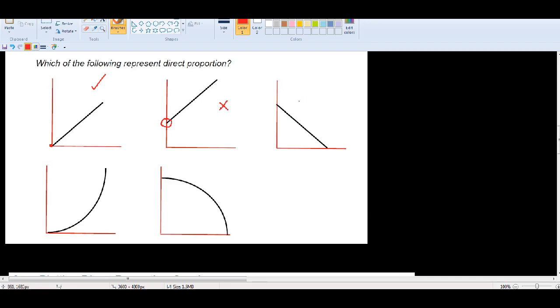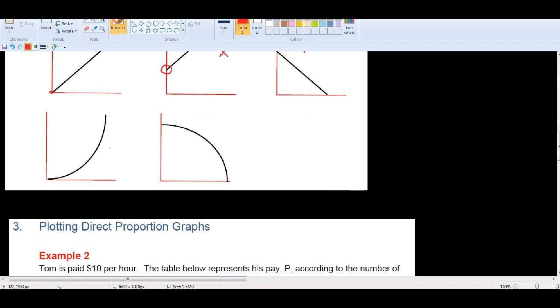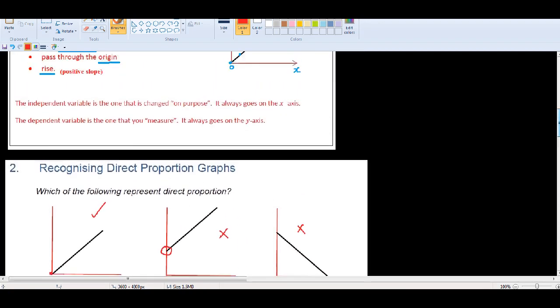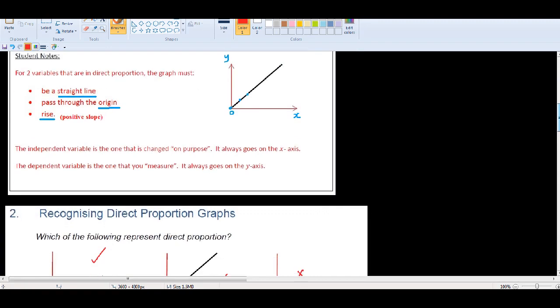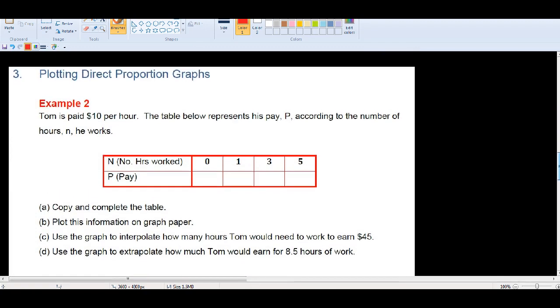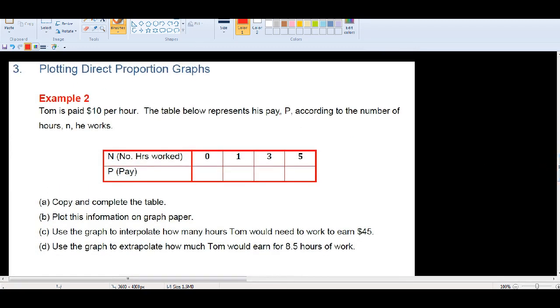For this one, no, because it does not pass through the origin. Also, its slope is negative, it's not rising, it's falling, it's going down, right? And for this one, it's not a straight line, so this is not a direct proportion. So it's this one. Okay, so a direct proportion must satisfy three conditions: straight line, passing through origin, rises.